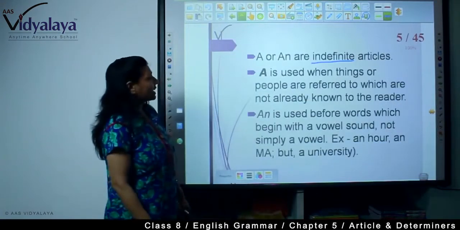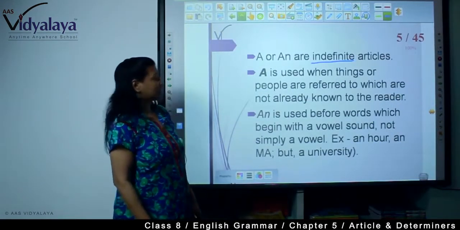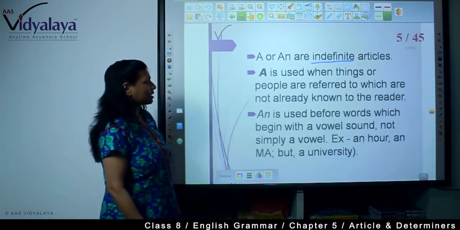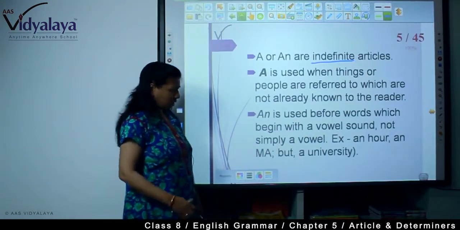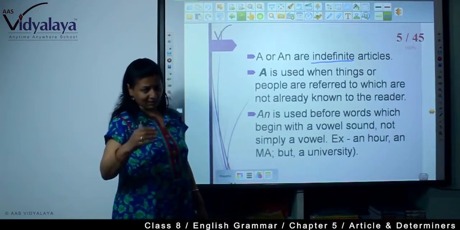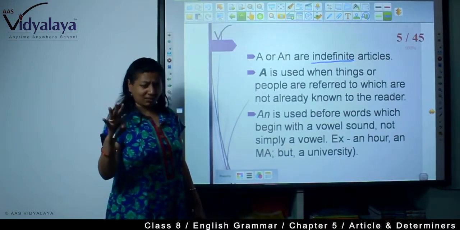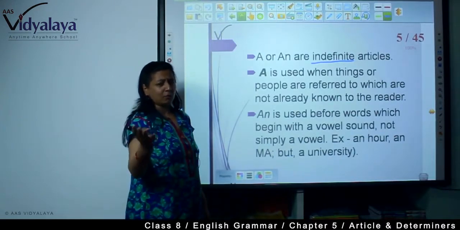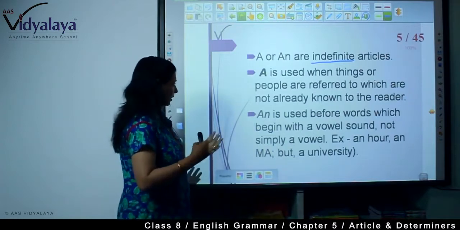Now, a or an are indefinite articles. A is used when things or people are referred to which are not already known to the reader. These are not specific, just a general category. Anyone, a boy, a girl.